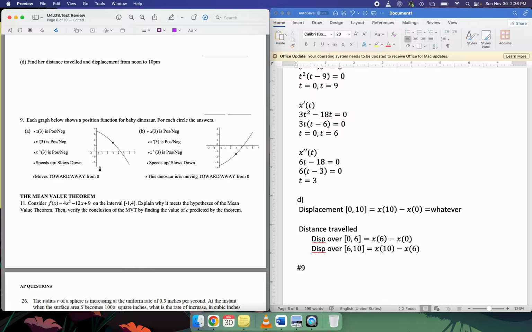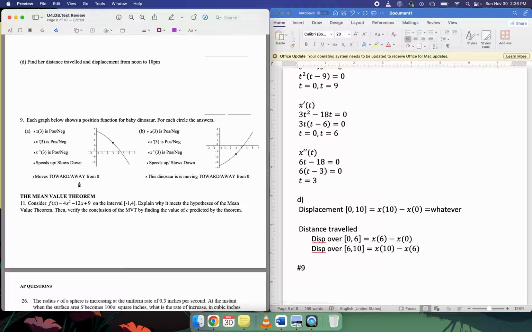Speeding up and slowing down: I think you can look at the graph and intuit that it's speeding up. At first the position isn't changing very much, but then you can see that the position is changing rapidly in this region. But if you want, you can say speeding up or slowing down depends upon whether the velocity and acceleration have the same sign or opposite sign. Well, velocity is negative and acceleration is also negative, so she's speeding up.